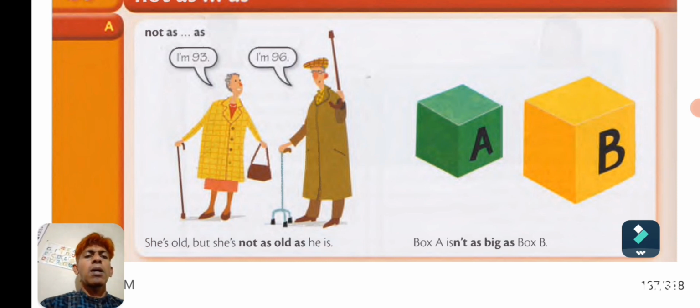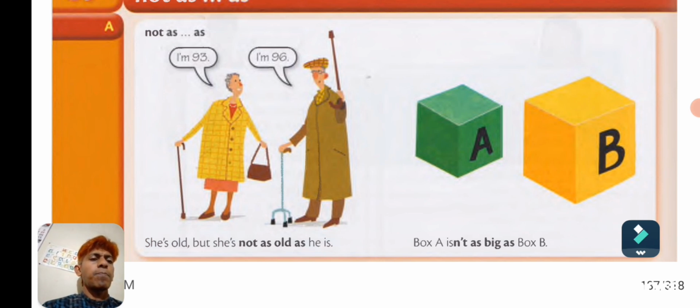Who is the oldest? The gentleman. The lady is 93, the gentleman is 96. The gentleman is the oldest. She's old, but she's not as old as he is.